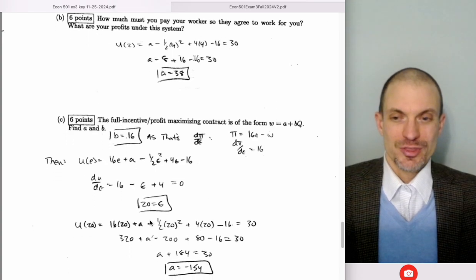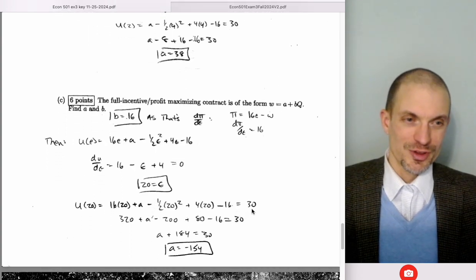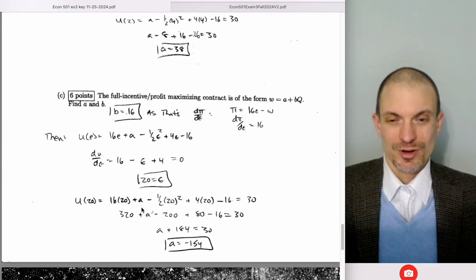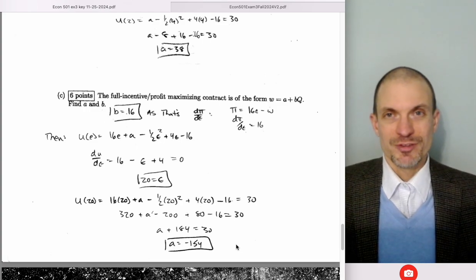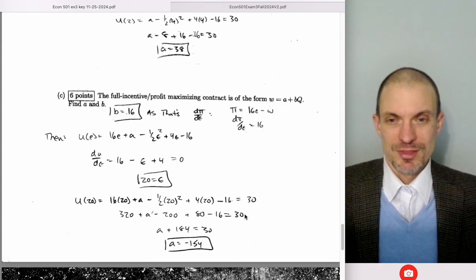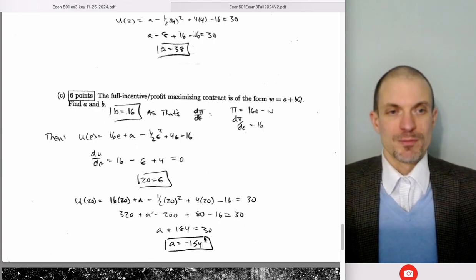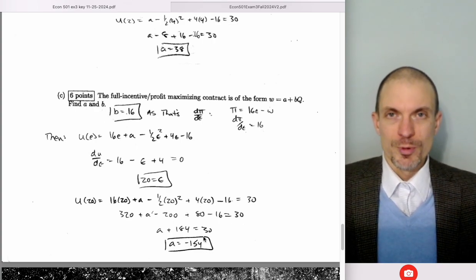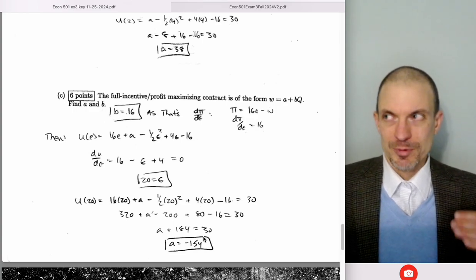If I evaluate their utility at 20, set that equal to 30, and find the A necessary to keep them exactly indifferent between working for us and not, I'll find A is going to be minus 154. And so basically they're going to pay us 154, and then we're going to give them 100% commission on all their sales. This seems weird, but basically you're thinking of a situation like a car dealership where the car dealer is open all the time.